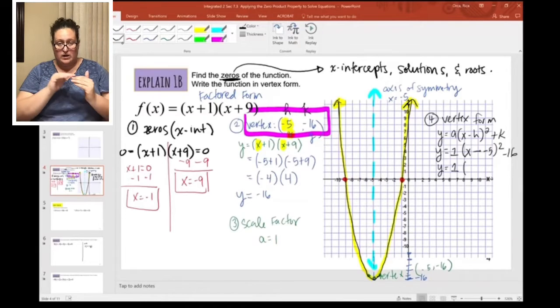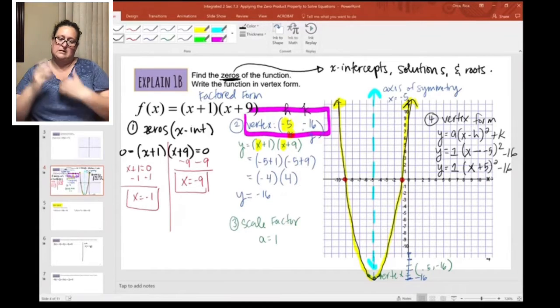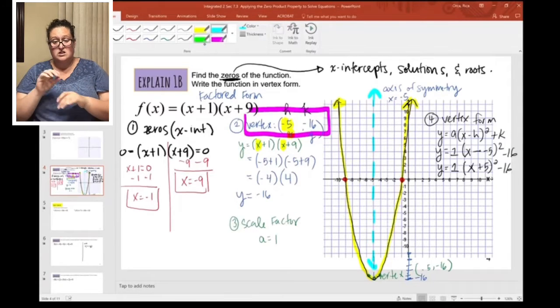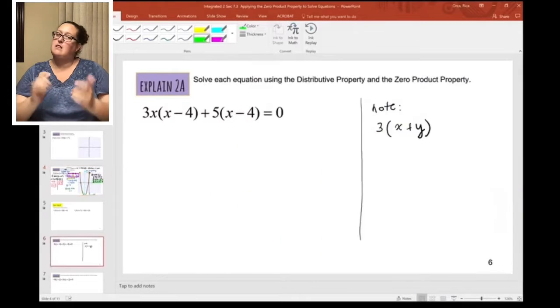Y equals 1 times x, and a negative times a negative is a positive, so that's going to be positive 5 squared minus 16. So the equation of this function in vertex form is y equals 1 times x plus 5 squared minus 16. Let's move on. Explain 2a.